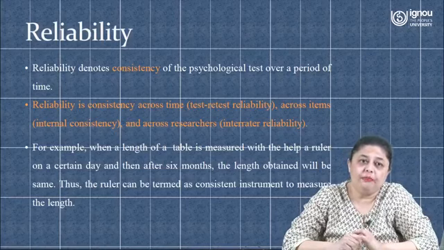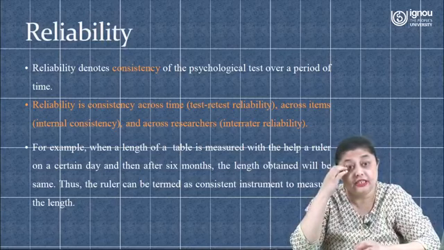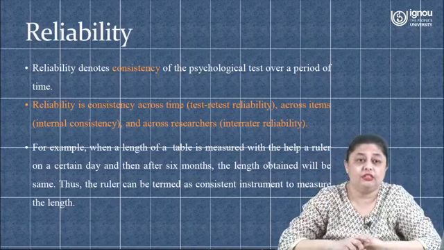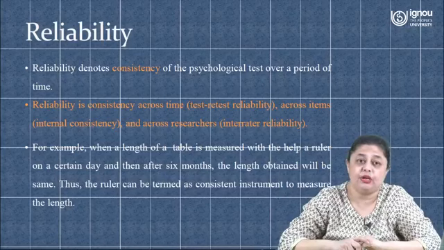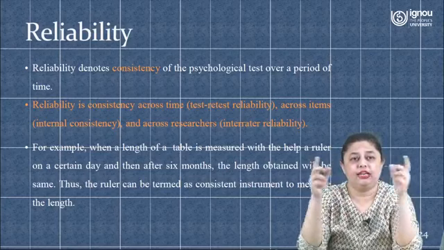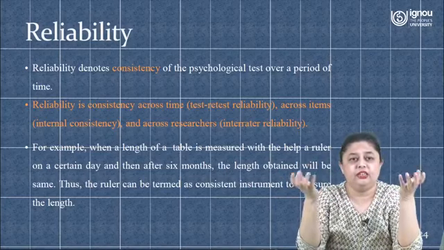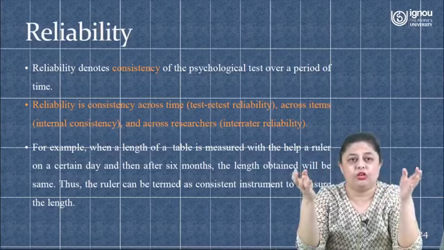Now coming to reliability, of course, the first thing that should come to your mind is consistency. Reliability denotes whether a particular psychological test is consistent over a period of time or not. Again, taking the example of a ruler, it is very easy because the ruler is not going to change unless it is damaged or broken or something like that.